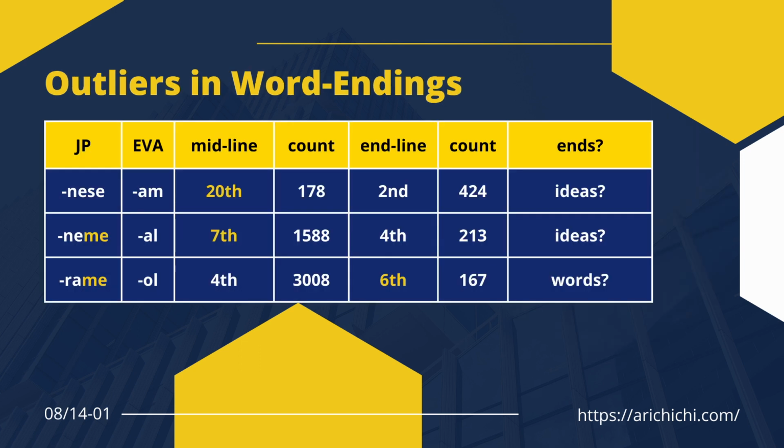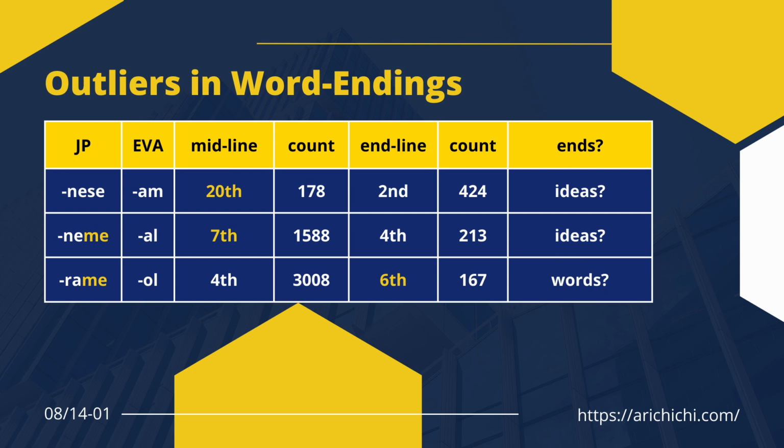In order to decode the Voynich manuscript, we need to analyze the word endings and look for outliers. Using the JP system and EVA digitization, we can rank word endings based on their occurrence midline or as a line ending. By analyzing the data gathered from the previous section, we have identified several outliers in word endings that occur more frequently than others. These include nesse, EVA am, which is lower on midline endings than expected. Since it ends lines more often than not, it would mean that it ends ideas.